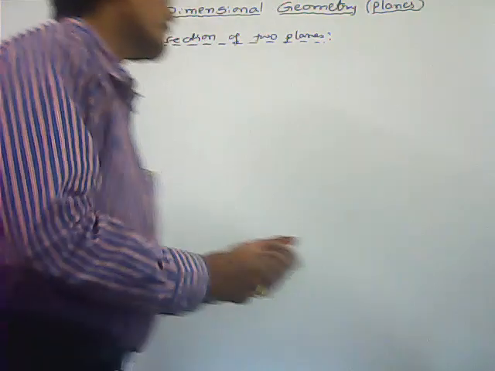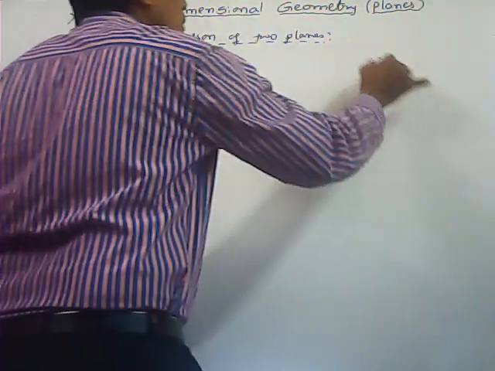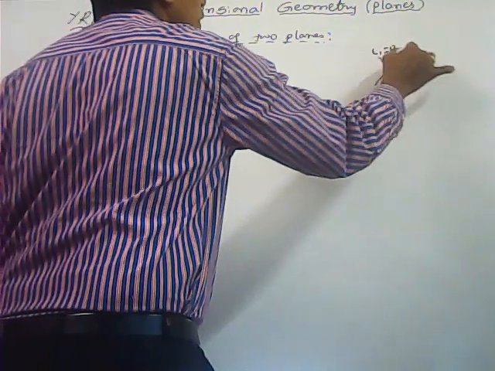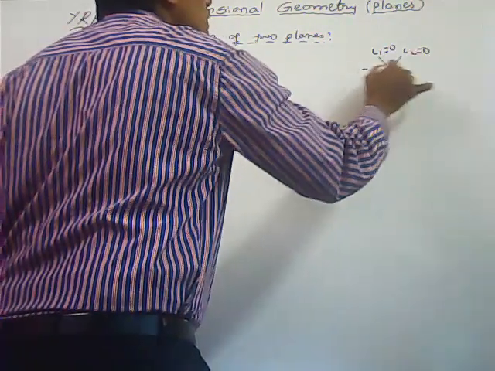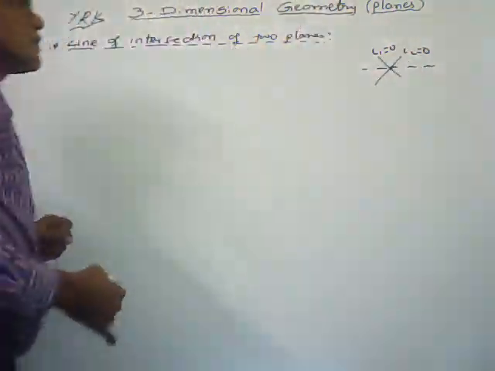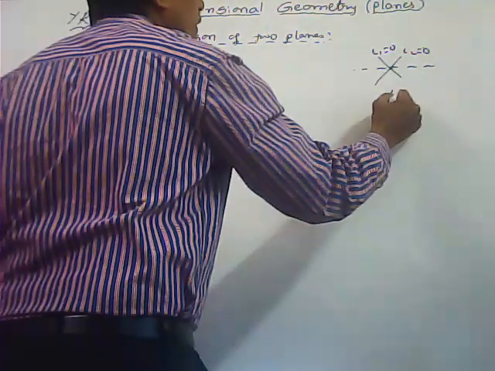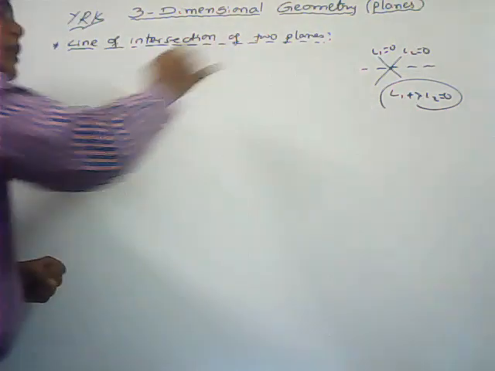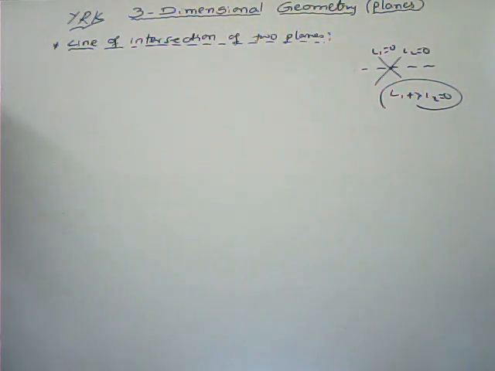Equation of any line that passes through the point of intersection of two given lines, where L1 is equal to 0 and L2 is equal to 0, we can write as L1 plus lambda L2 equals 0. For different values of lambda, we get different lines passing through the point of intersection of the given two lines.